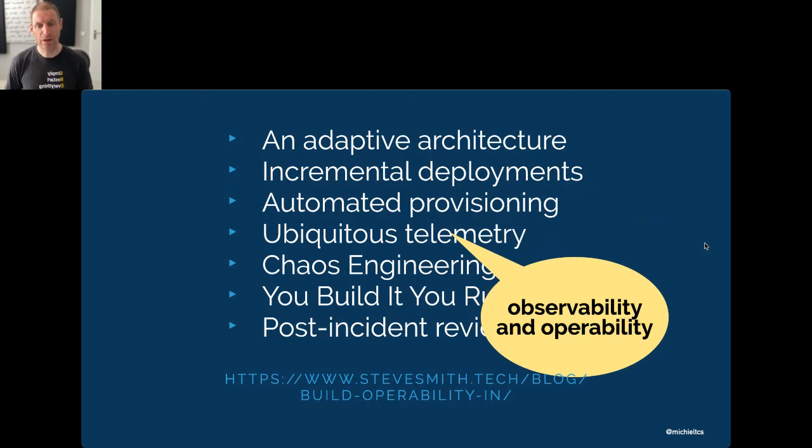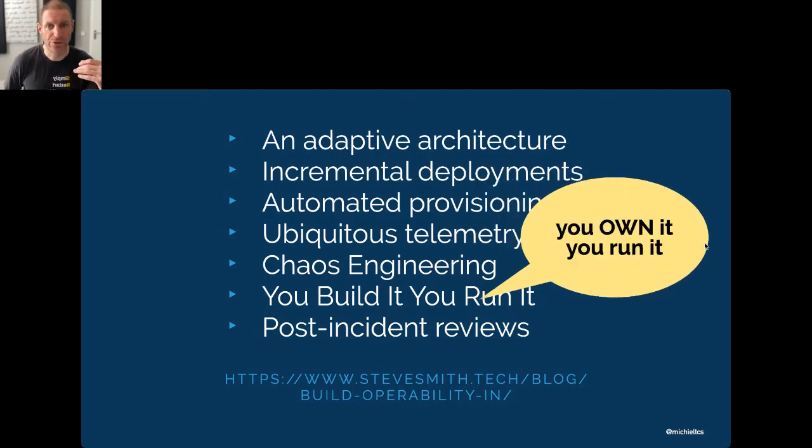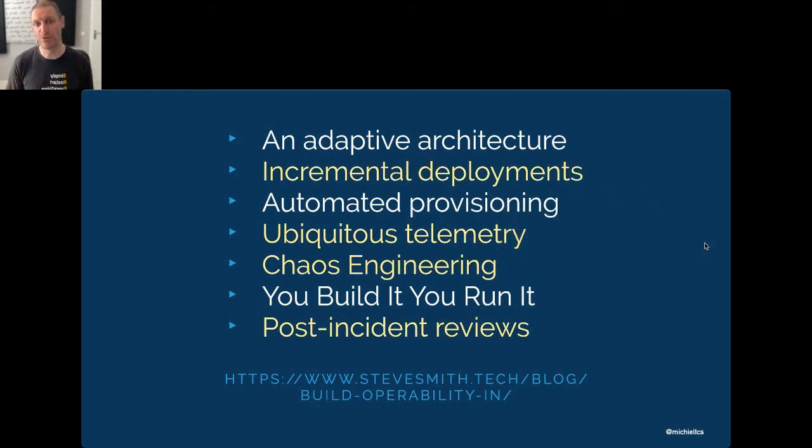And then the fourth, ubiquitous telemetry, observability, and operability. Fifth, chaos engineering, running controlled experiments on your system. Sixth is you build it, you run it, or you own it, you run it, right? The DevOps mentality, if you will. And the last one, post-incident reviews, doing blameless postmortems, doing lots of knowledge sharing, doing lots of learning. But today I'll focus on these four items: incremental deployments, telemetry, chaos engineering, and incident reviews.